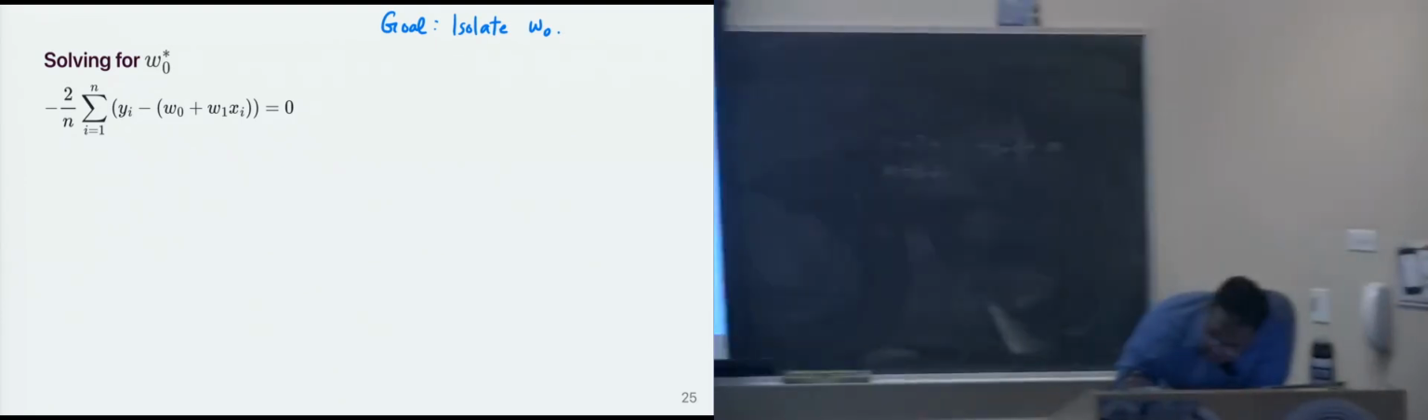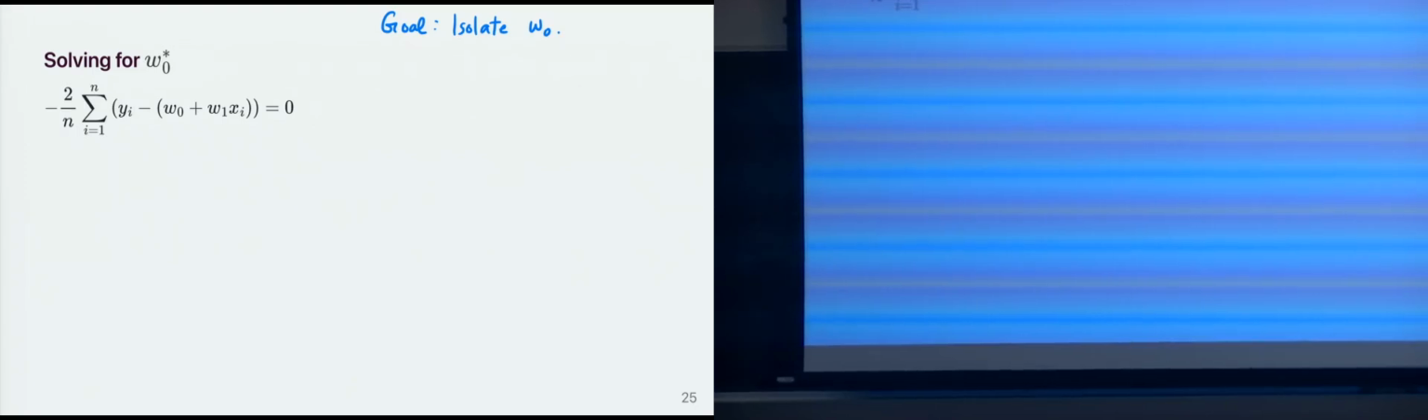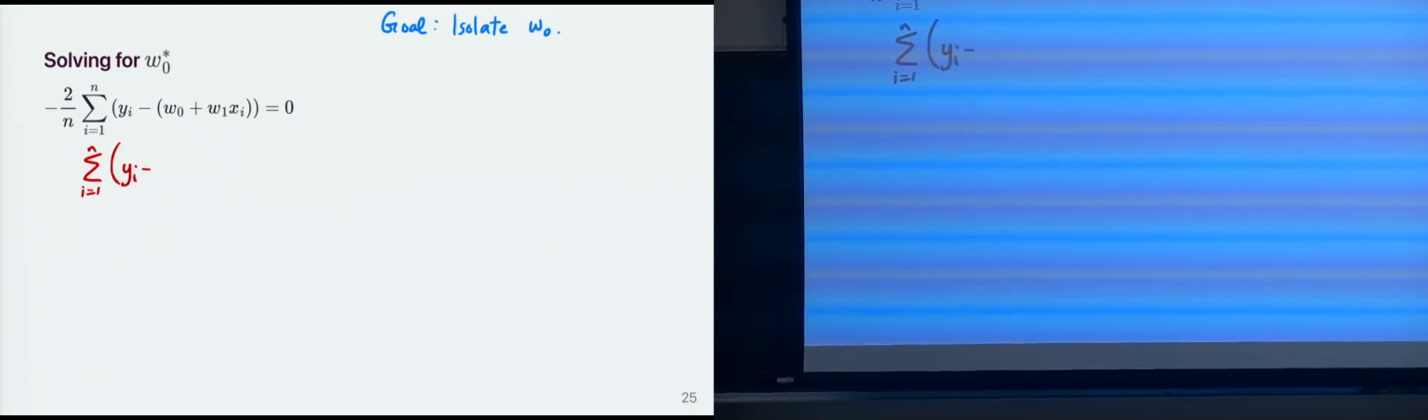Okay? And so our first step will be the same as when we did this for mean squared error, which is to recognize that, well, this negative 2 over n doesn't impact our setup at all. We can multiply both sides by its reciprocal, negative n over 2, and it doesn't change the equation, really. So I'll do that. And so I get this sum.